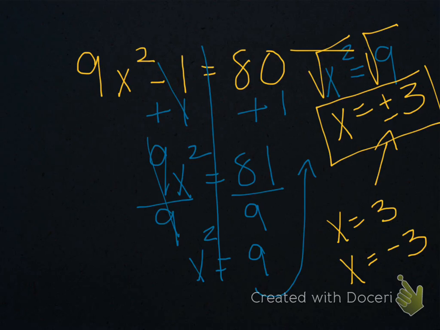Now, you may not believe me. You can go ahead and use your Store key. Plug in 3 there. 3 squared is what? 3 squared is 9. 9 times 9 is 81. 81 minus 1 is 80. That would check out. Sub in a negative 3. Negative 3 squared is 9. 9 times 9 is 81. 81 minus 1 is 80. That checks out too. They both work. That's why both of them have to be part of the solution.